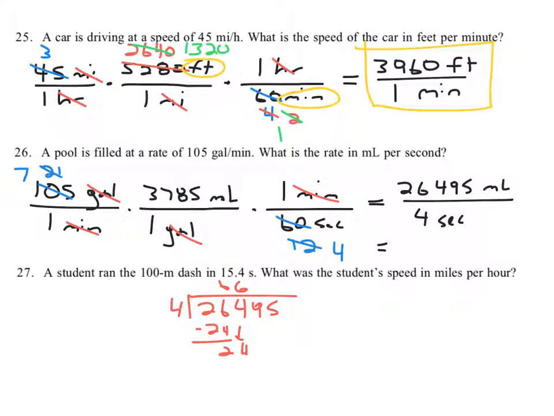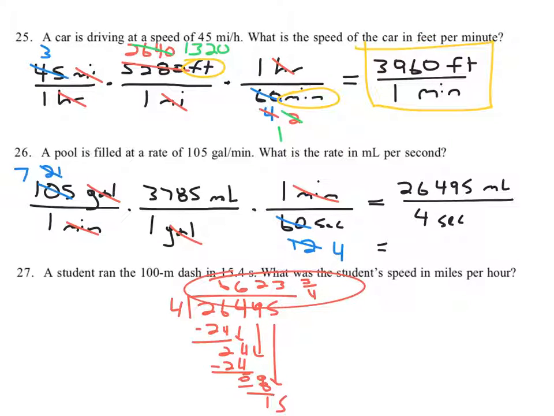Bring down the 4. 4 goes into 24 6 times. Bring down the 9. 4 goes into 9 2 times, which is 8. Bring down the 5. 4 goes into 15 3 times, which is 12. And if I took the 12 away, I'd be left with a 3 remainder, and we divided by 4.